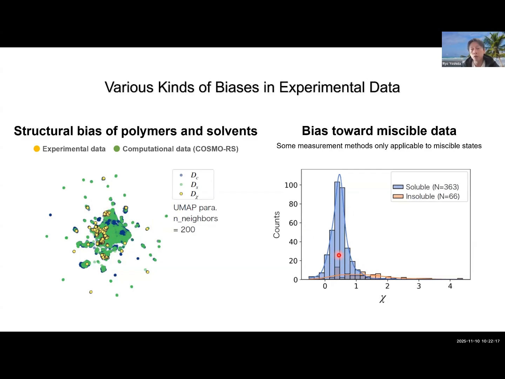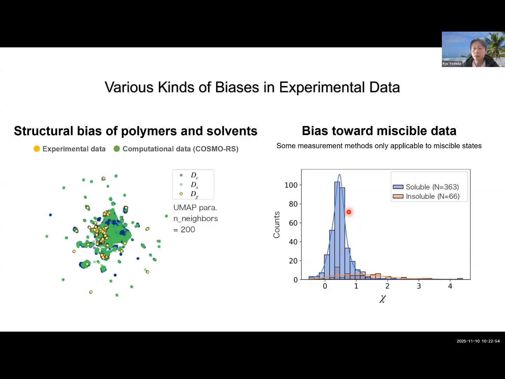This panel shows the histogram of the chi parameter in our experimental dataset. Each pair of polymer and solvent is annotated as soluble or insoluble by our annotator. As you can see from this figure, most of the data in our experimental dataset come from soluble pairs of polymers and solvents.